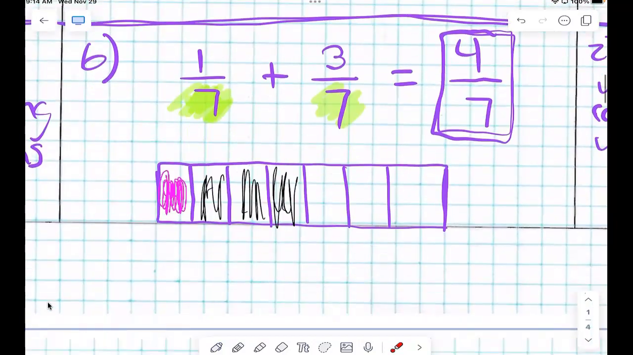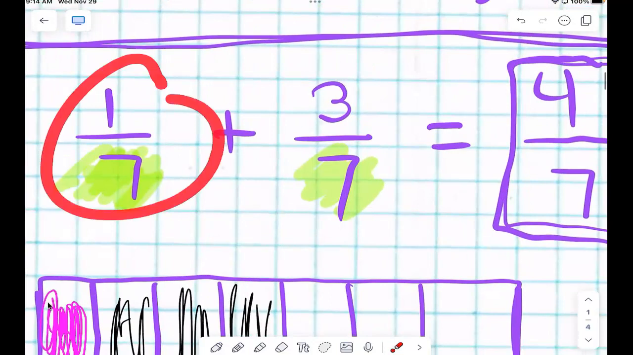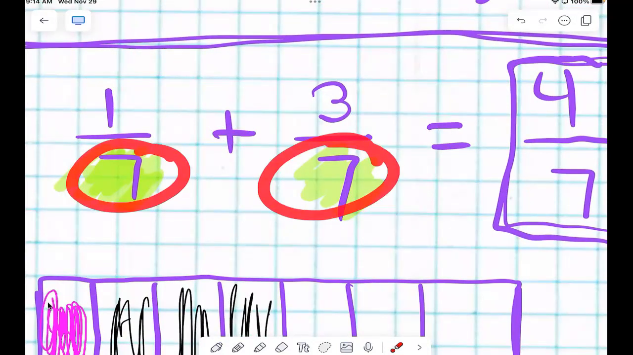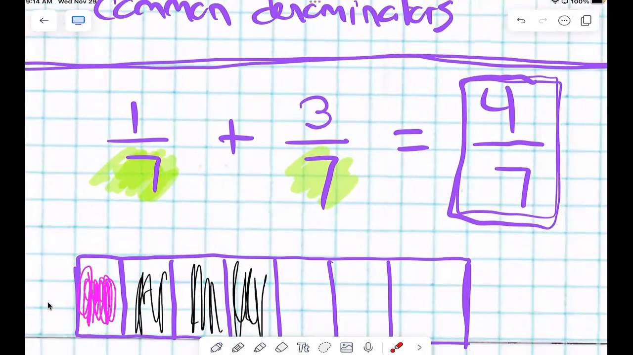Okay, here we go. This was our problem. 1/7 plus 3/7, right? What's the first thing we look at? Denominator. And what do we know about the denominator? They're the same. So your answer is going to have the same denominator, right? Yeah. You don't have to find a common denominator because you already have it.